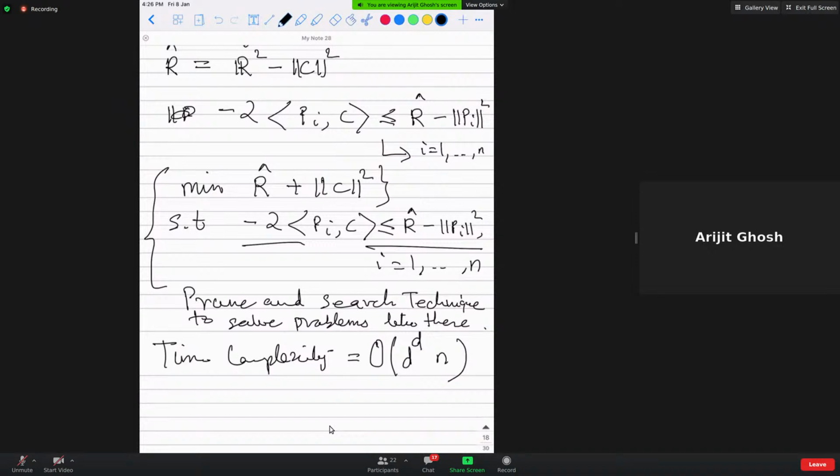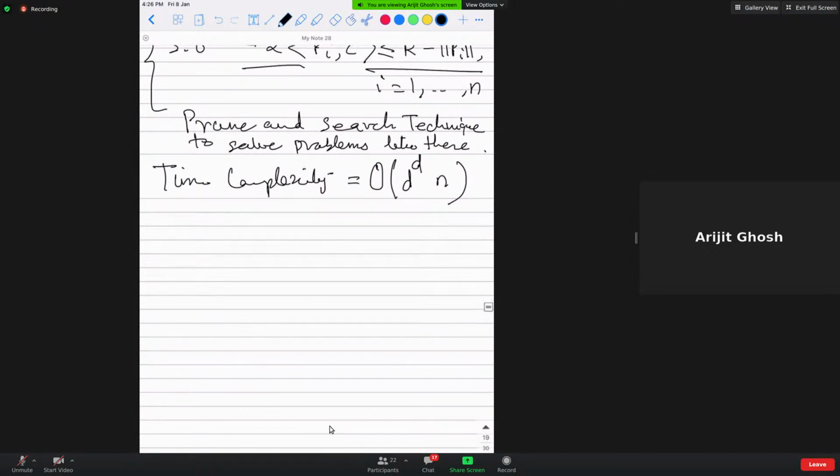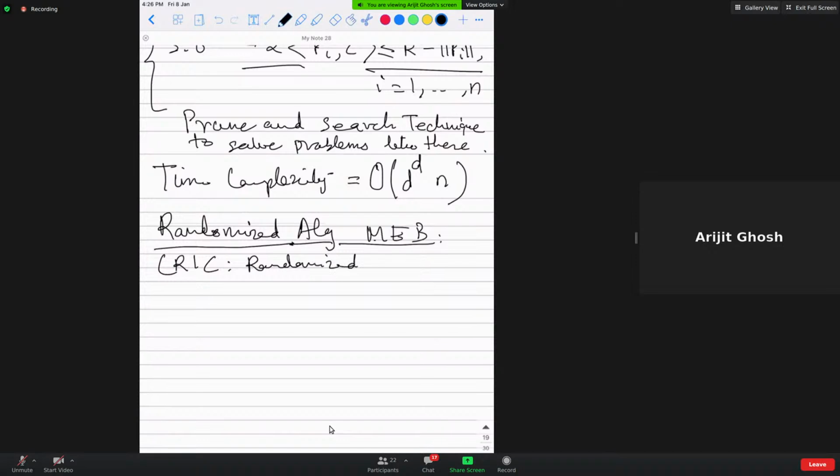So computing the minimum enclosing ball doesn't scale nicely as we go to higher dimensions, if I use this approach. There is also a randomized algorithm to compute this, which is one of the very important results. A randomized algorithm for computing the minimum enclosing ball. I don't want to give the algorithm, it's very nice. The technique is called randomized incremental construction, RIC, randomized incremental construction.